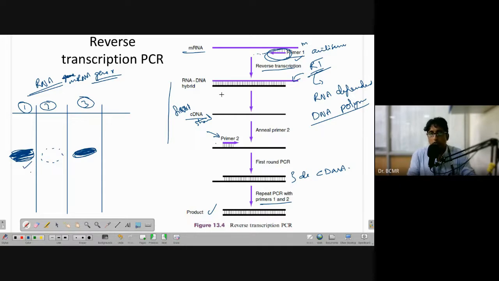If there was no mRNA for gene X, for example, primer 1 would not bind. Therefore, we will not have any reverse transcription, and then we will not have any product at the end. So we will find something like this. All you can say from RT-PCR is whether that particular RNA is present or not. Nothing else can be said.